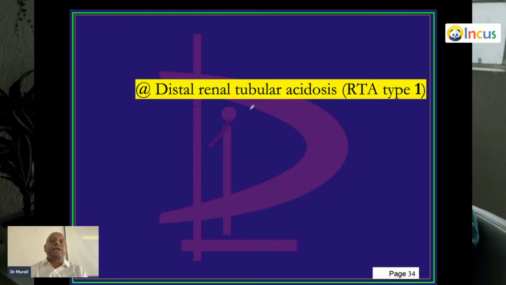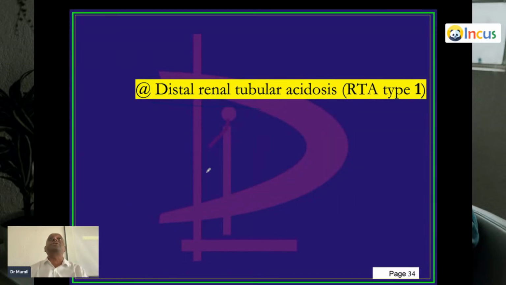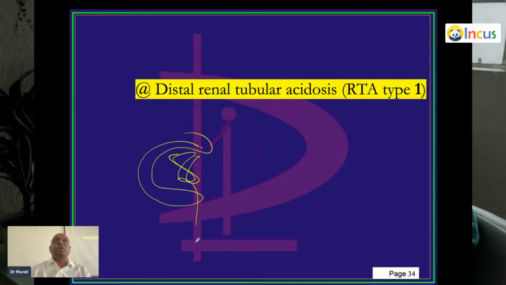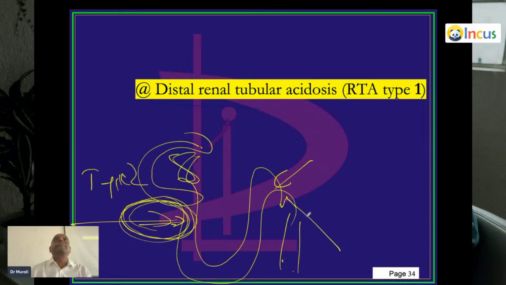Many people call distal renal tubular acidosis type 1, and proximal renal tubular acidosis type 2. Too much, no? So you have glomerulus, Bowman's capsule, proximal convoluted tubule, distal convoluted tubule, and collecting duct, right? Any proximal convoluted tubular problem is called type 2. A problem in the distal part, that is the collecting duct part, is called type 1. 2 comes first, 1 comes later.